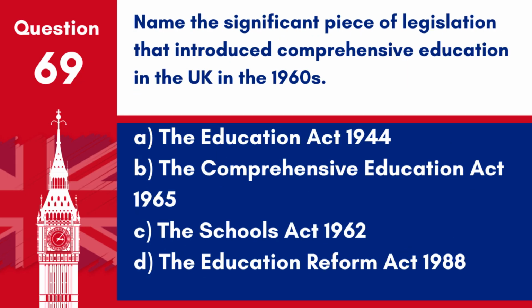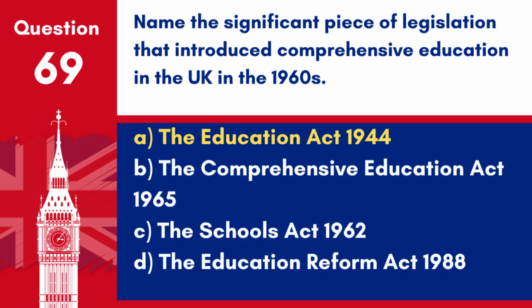Question 69. Name the significant piece of legislation that introduced comprehensive education in the UK in the 1960s. A. The Education Act 1944. B. The Comprehensive Education Act 1965. C. The Schools Act 1962. D. The Education Reform Act 1988.